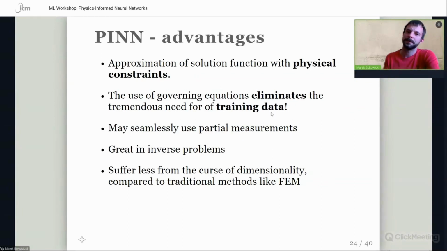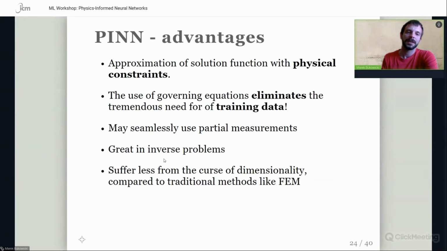And with physical constraints, that means that we can estimate the predicted value in the whole domain with much less data than we would need without this information. In comparison to classic computational methods of physics, you can very seamlessly use partial measurements, which means measurements from some parts of the data, and any known information. PINNs also shine in inverse problems when we need to estimate parameters.